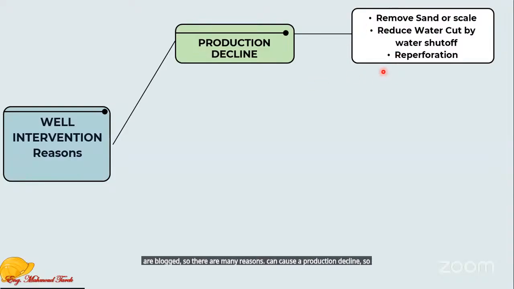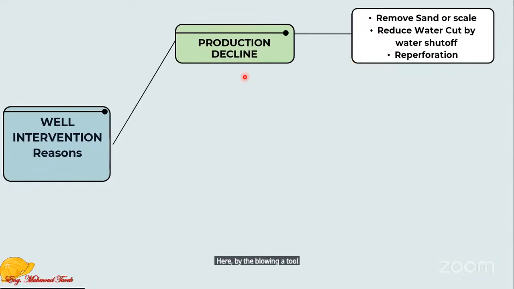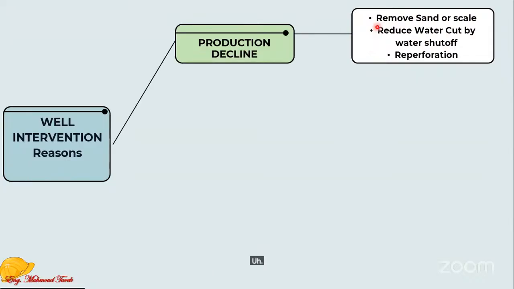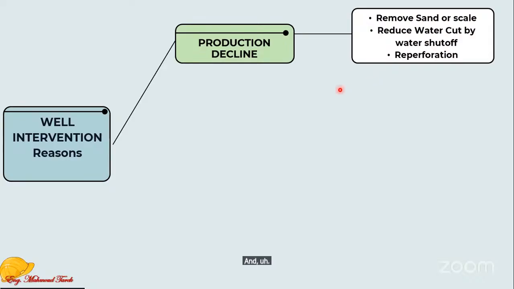So you will interact with the well intervention here by deploying a tool to evaluate or to know the reason for the production decline firstly, and then to solve that reason by removing the sand or the scale, reducing the water cut by means of water shutoff, and reperforation if we need to change the point of producing oil downhole.